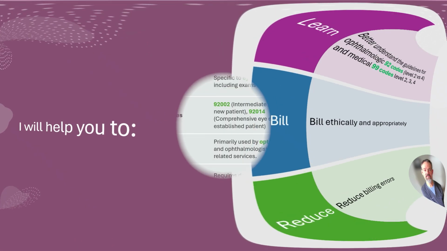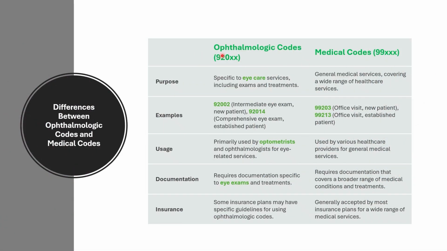In general, 92 codes can be submitted either to vision care insurances or medical insurances, while medical codes, 99 codes, are only submitted to medical insurances. The 92 codes are specific to eye care services. Two examples would be 92002, intermediate eye exam, new patient, or 92014, comprehensive eye exam, established patient.